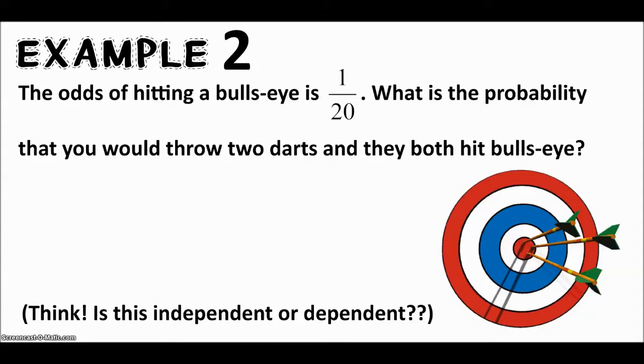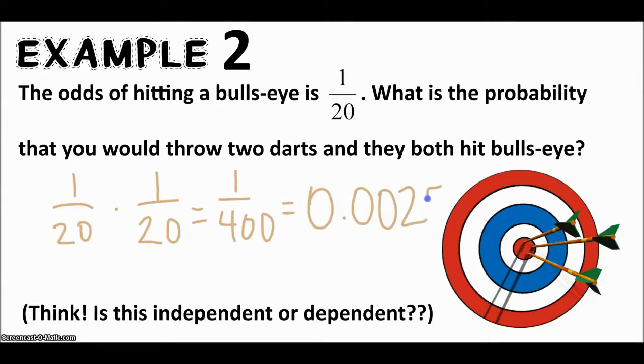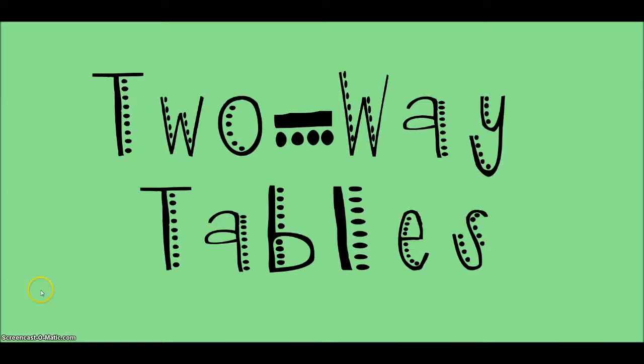All right, so let's look at this example. The odds of hitting a bullseye are 1 in 20. What is the probability that you will throw 2 darts and they both hit the bullseye? When I throw one dart, I have a 1 in 20 chance of hitting the bullseye. When I throw a second dart, the dart doesn't know, hey, she already hit a bullseye, so let's make it a little harder. No, you still have a 1 in 20 chance. So by the multiplication rule for independent events, this is 1 over 20 times 1 over 20, or 1 over 400, or as a decimal for probability, 0.0025. And that would actually be independent.